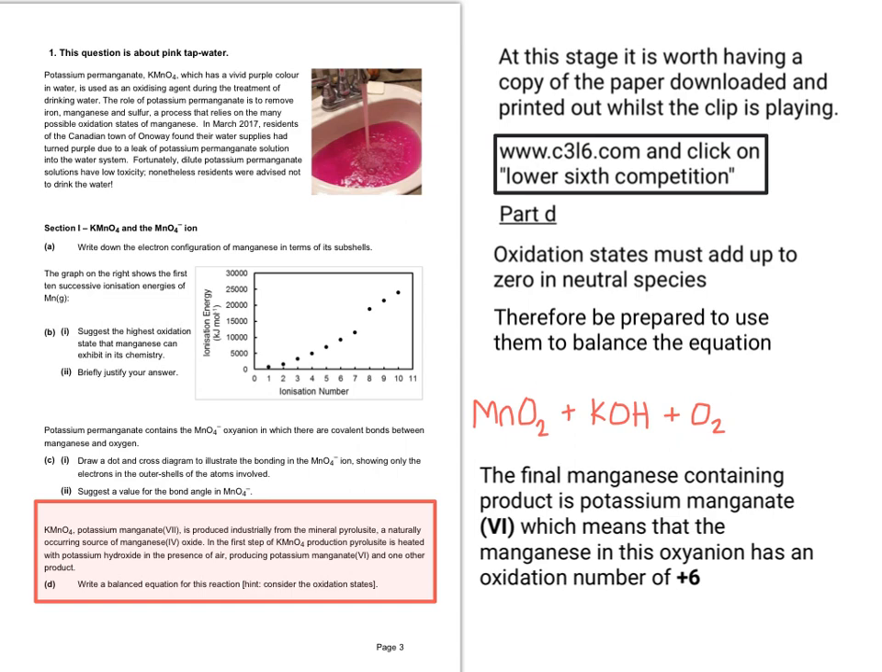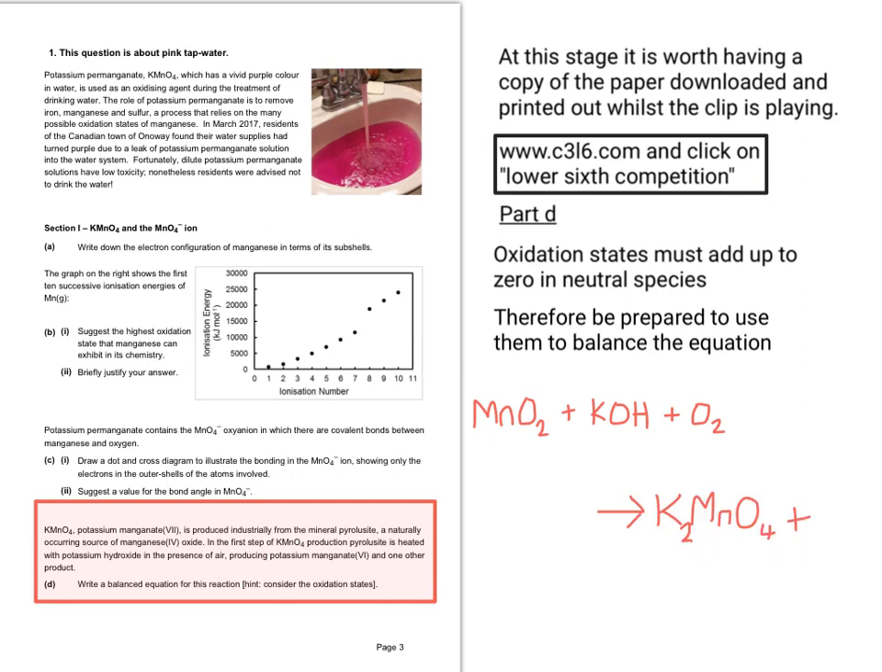And the final manganese-containing product, potassium manganate 6, means that the manganese in this oxyanion has an oxidation number of +6. You've got to be very careful because we've been talking about manganate 7. This is manganate 6. And it also says there's one of the products, so I need to leave a bit of space to put something in there.